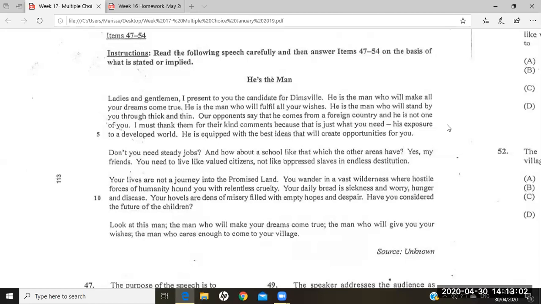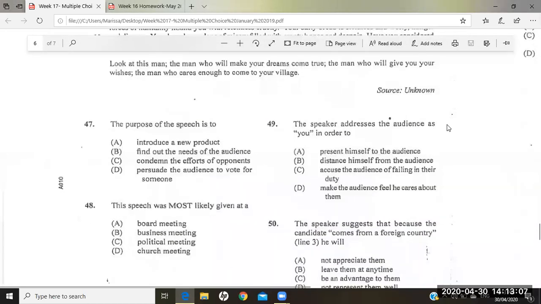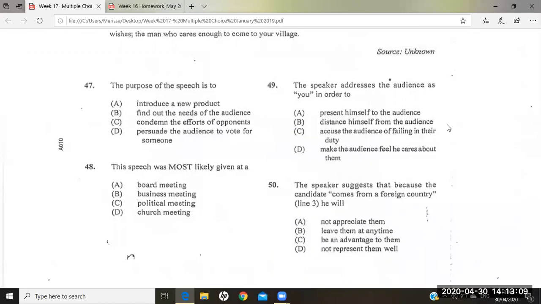So they are presenting a candidate here for us, and basically the speaker is saying that this is the man, he's the one to do the job. So think of an election period where they are presenting the candidates to you all, and how they would introduce the candidates and what would be said about them.